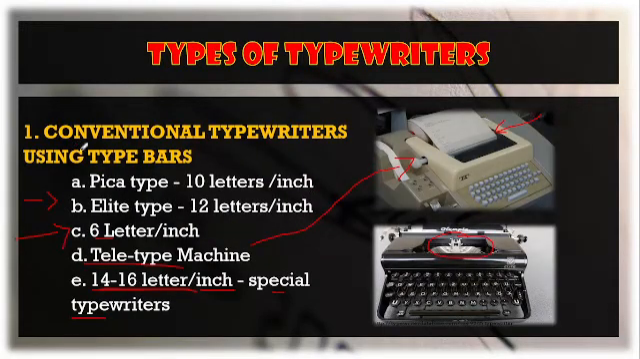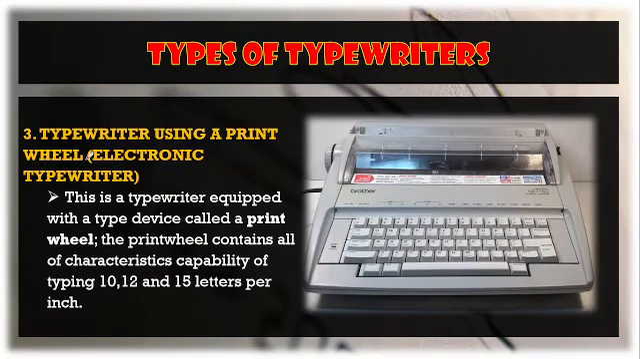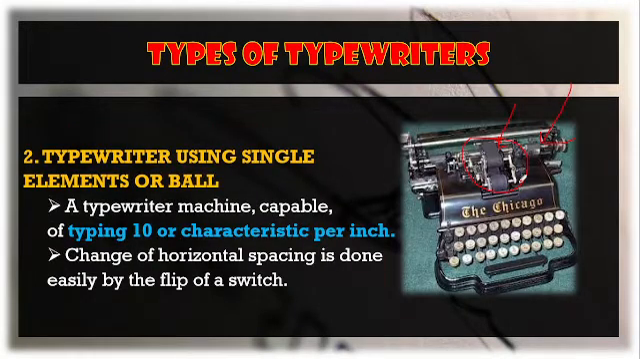Okay, and we have here the other one, a typewriter using a print wheel. This is one of the modern types of typewriter, tinatawag din as electronic typewriter. So this is a typewriter equipped with a type device called a print wheel. So print wheel, it was inside. So hindi na type ball yung itsura.